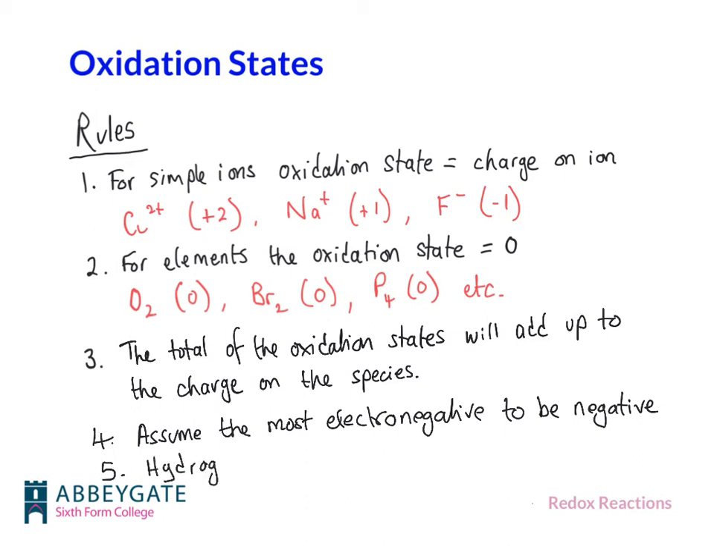And the fifth rule, which gets you through most of your oxidation states, is that hydrogen is pretty much always +1, unless it's in a hydride, which is where a hydrogen is directly attached to a metal, in which case it would be -1 because the metal would be positive. And oxygen is pretty much always -2, unless it's in a peroxide, in which case it would be -1. So you just need to look out for those exceptions.